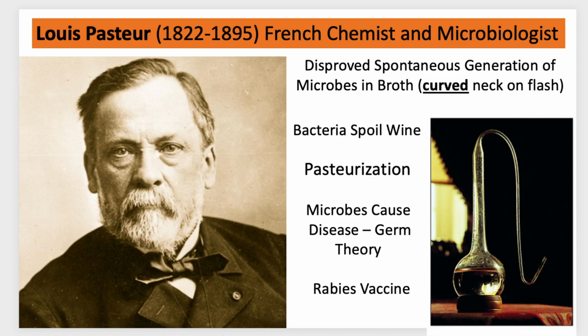Then we get to Louis Pasteur, who lived from 1822 to 1895. This is probably one of my most favorite scientists in all of history. He has some really awesome experiments and some cool stories associated with him. But he disproved spontaneous generation of microbes in a broth using the curved neck of a flask, which is pretty cool. So he noticed bacteria spoil wine.